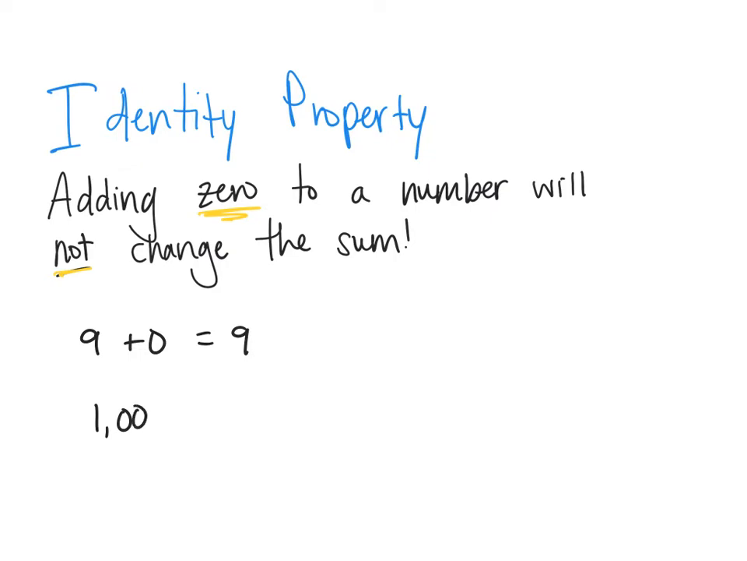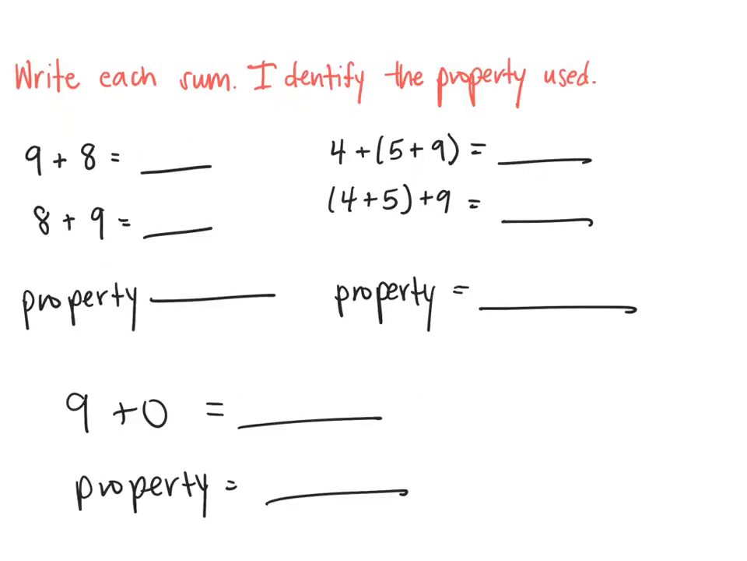If I had 1 million 203 plus 0, it would equal 1,203,000. All right, so let's go through some examples now. I'm going to read the instructions carefully, write each sum, identify the property used.